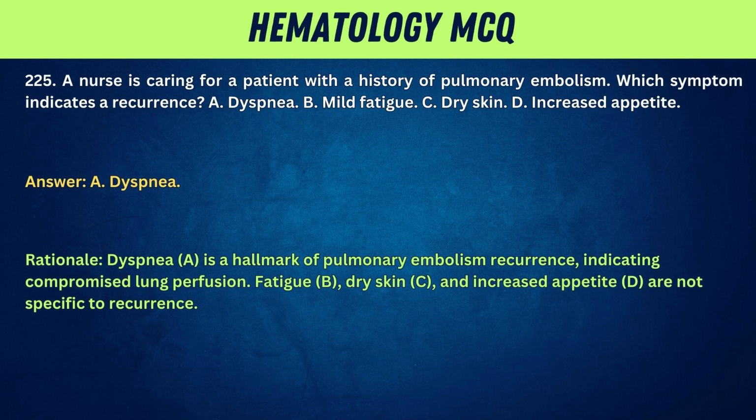225. A nurse is caring for a patient with a history of pulmonary embolism. Which symptom indicates a recurrence? A. Dyspnea. B. Mild fatigue. C. Dry skin. D. Increased appetite. Answer: A. Dyspnea. Rationale: Dyspnea, A, is a hallmark of pulmonary embolism recurrence, indicating compromised lung perfusion. Fatigue, B, dry skin, C, and increased appetite, D, are not specific to recurrence.